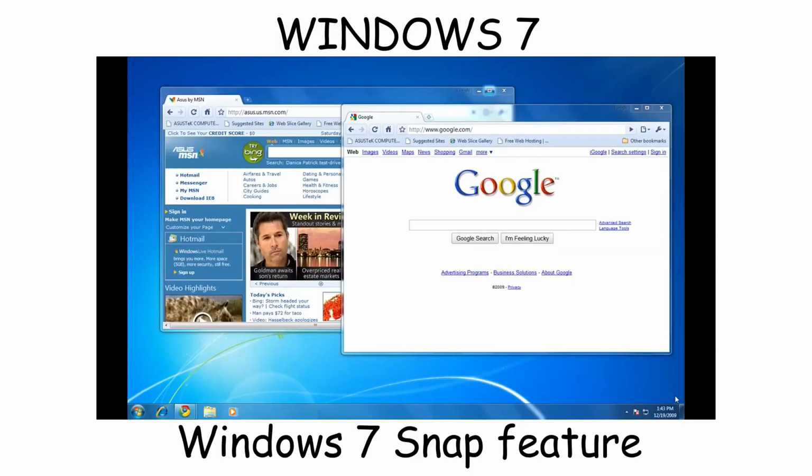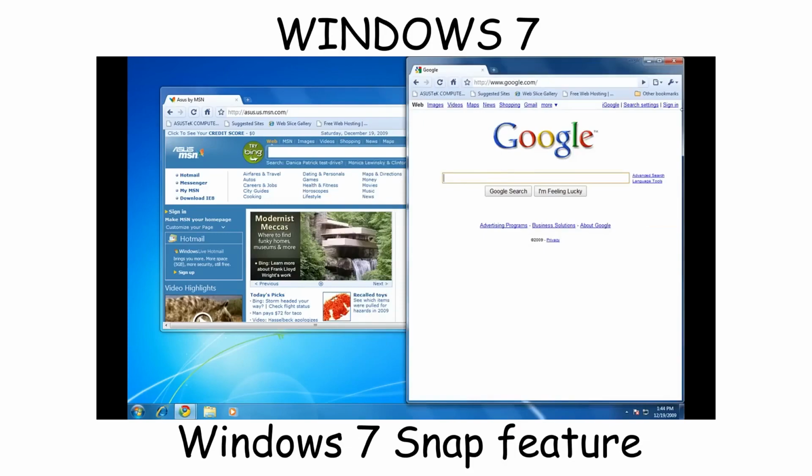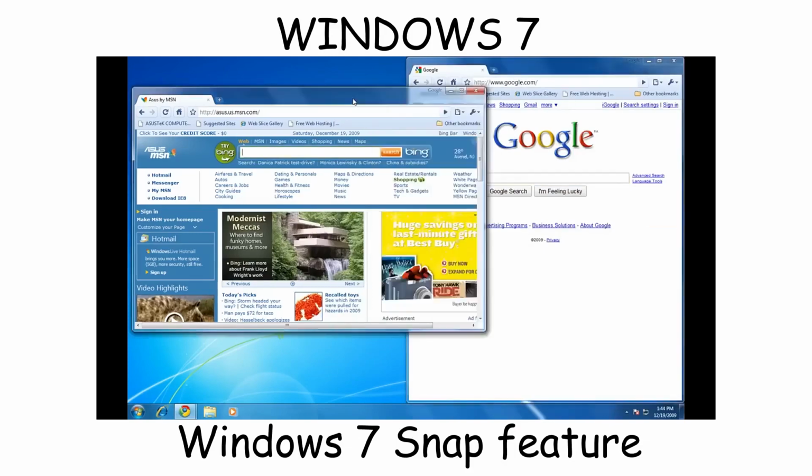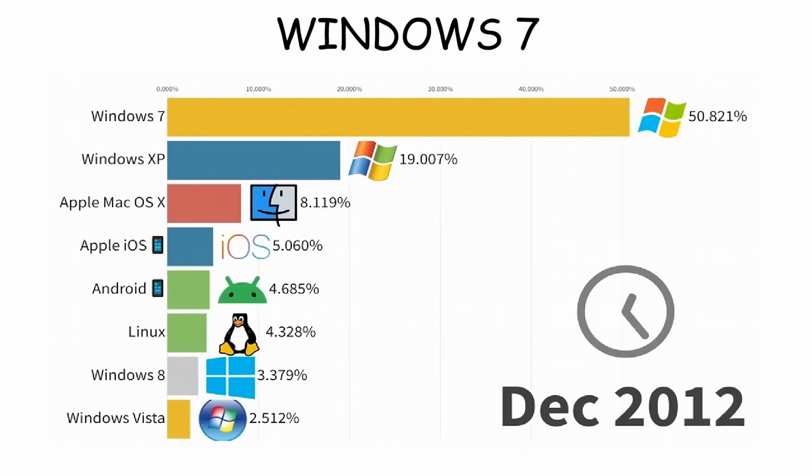Oh yeah, it has a smart feature called Snap that lets users drag a window to the side of the screen to automatically resize it to half, which is perfect for comparing files or writing while reading something else. So yeah, with all those features and no major issues, Windows 7 actually became the most used operating system in its era.